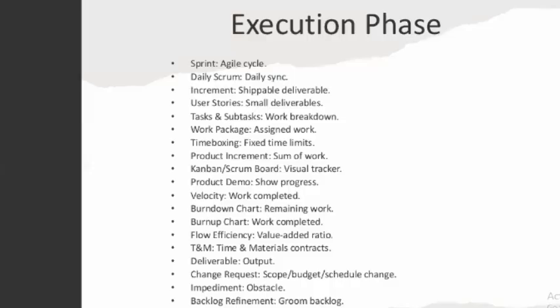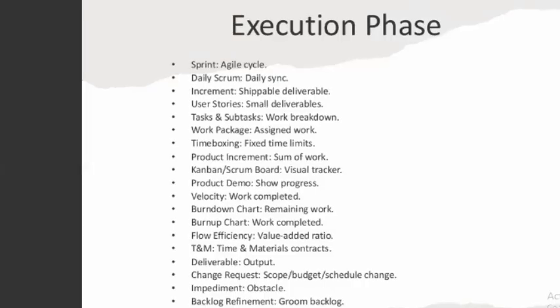Now, in the execution phase, we have a number of terms and terminologies. Time boxing. Time boxing is just a fixed time limit. For instance, the daily Scrum meeting should not exceed 15 minutes. That's the typical time box for it. So a daily Scrum meeting should be a 15-minute time-boxed meeting. So anytime you hear time box, that's what we are talking about.